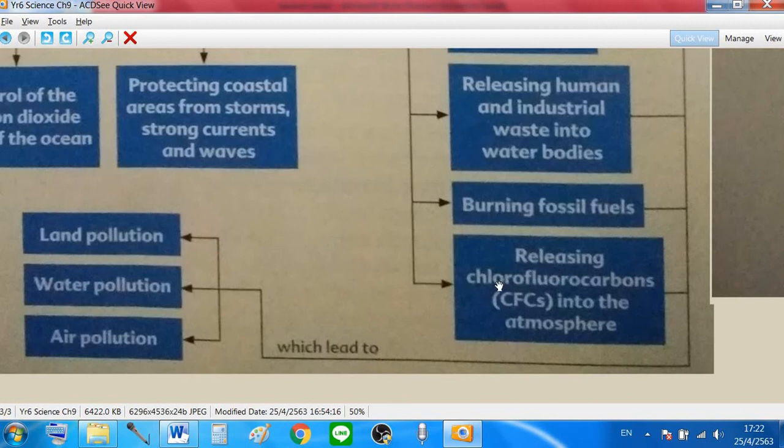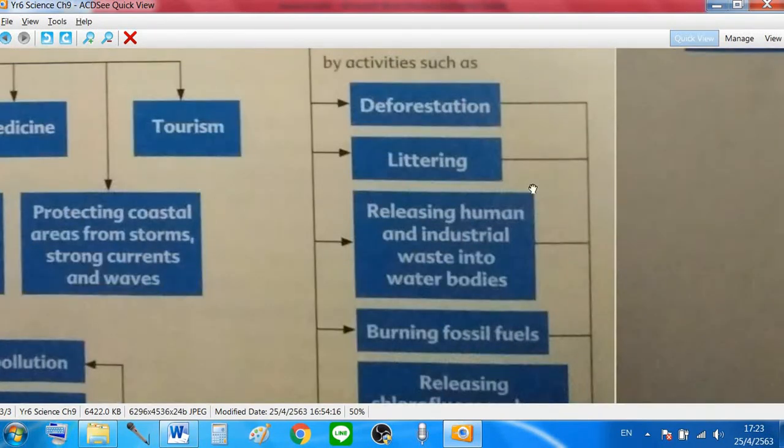And then finally, releasing chlorofluorocarbons into the atmosphere. Chlorofluorocarbons, or CFCs, create a hole in the ozone layer, and then harmful UV, or ultraviolet light, goes through those holes in the ozone layer, and it can damage the environment and ecosystems as well.